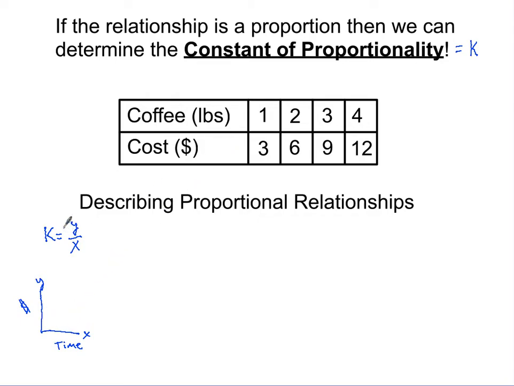So K equals y over x is our equation. I know what the y value is. The y value is the money. It has to go on top. And the x value then would be, in this case, the pounds of coffee.